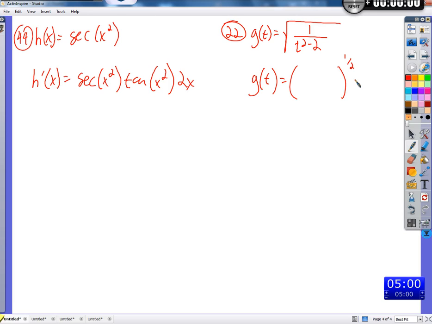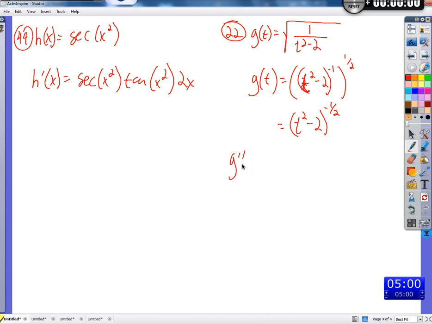Okay, so it's to the 1/2 power. Now, we could treat this like a quotient of functions, but the numerator is one. Can you have one over something? It would be a lot easier to write it as this thing to the what power? The negative one power. So t squared minus 2, to the negative 1 power. When you raise a power to a power, we multiply the powers together. Negative 1 half power makes it a little nicer to look at.